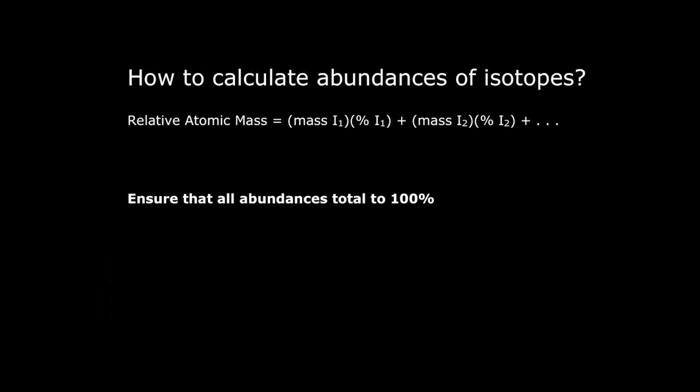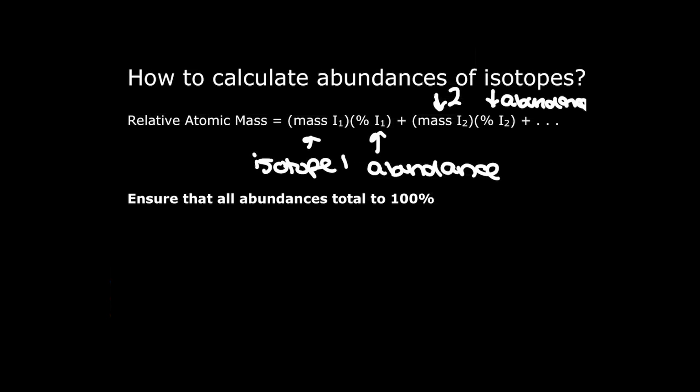Now, in order to calculate the abundance of certain isotopes, you're going to use this formula down here, in which you can analyze the problem and determine what from it is missing. You take the relative atomic mass from the periodic table and set that equal to the mass of isotope 1, so I1 is isotope 1, times the abundance of that isotope. Then you add that to the second isotope, so that's I2, and the abundance of that isotope.